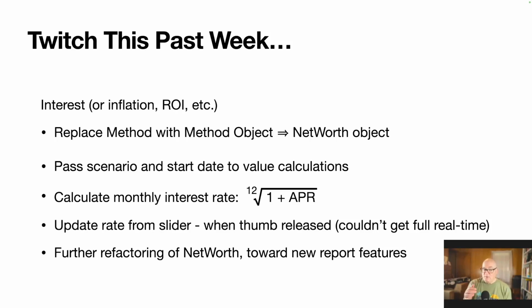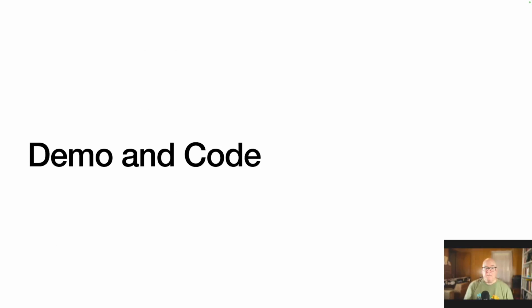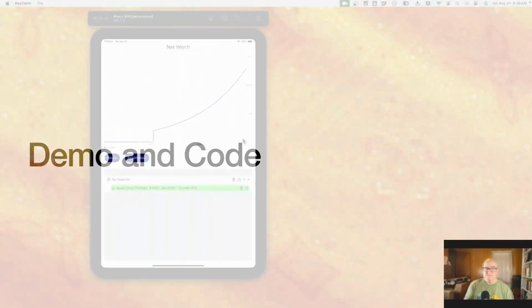And we've done further refactoring of net worth. I'm moving towards a new kind of report that's more of a current view of income versus expenses. The work we're doing refactoring it moves it closer to that, and I expect to see that next week. All right, let's see a demo.